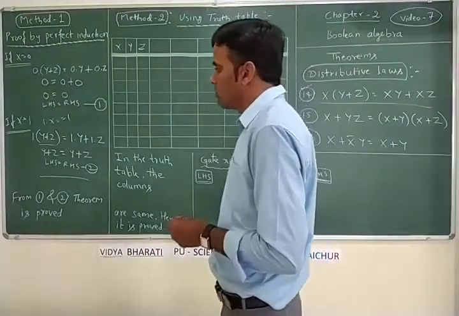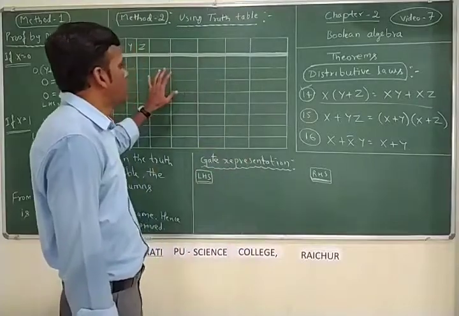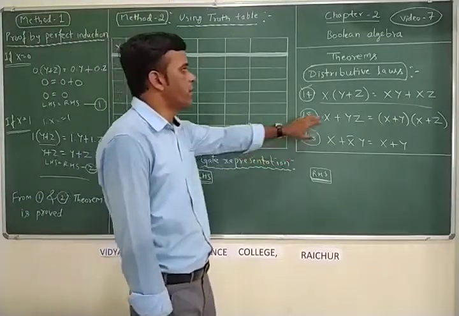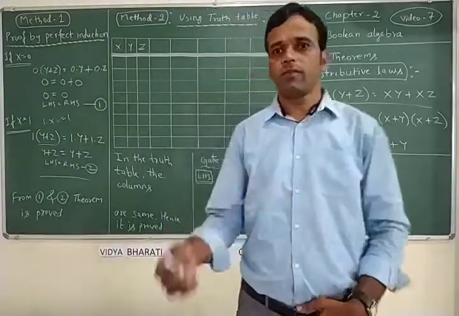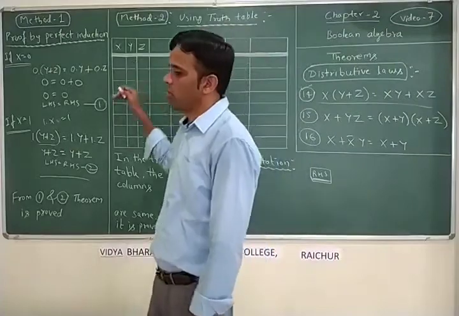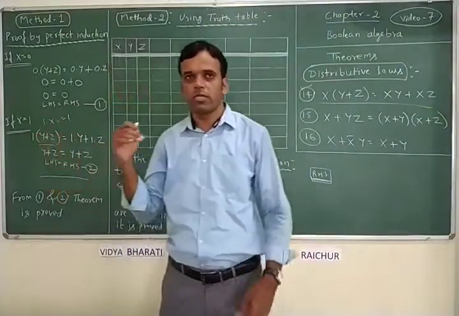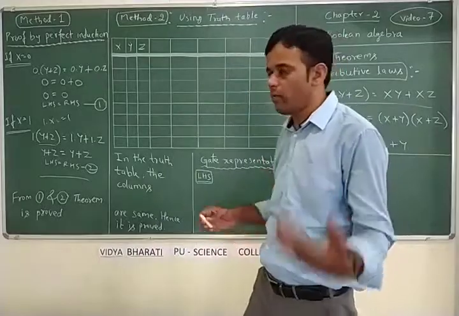Okay, so now come to the truth table method. So we can use the truth table, and we are having of course three different variables here in this theorem. So when there are three different variables, we are going to get 8 possible cases, or you can say combinations of zeros and ones, starting with the triple zero.